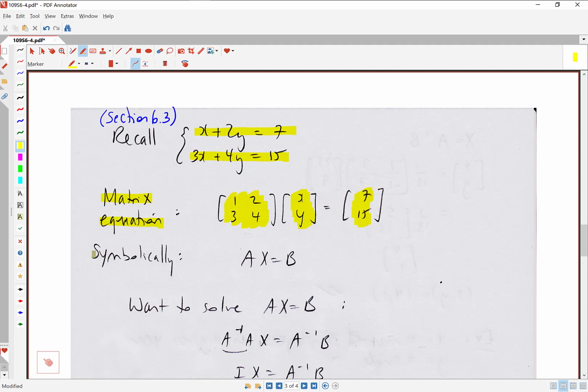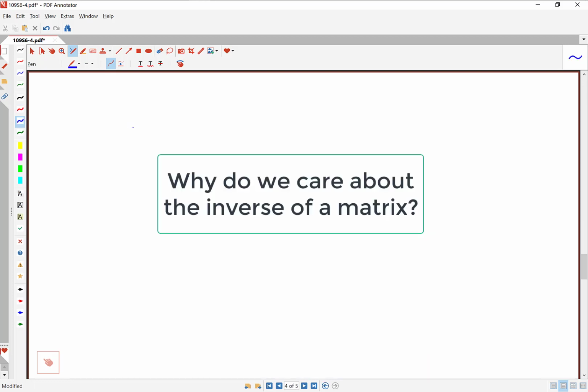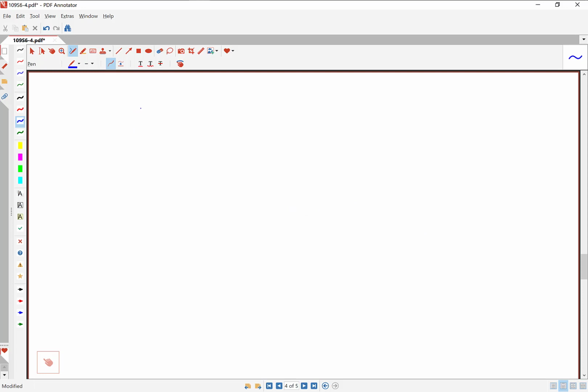If we wanted to write that symbolically, where we don't really care about the specific numbers, but we just want to talk about the system as a whole, the way we wrote that in section 6.3 was just AX equal B. So this equation AX equal B represents a system of equations. Now we can talk about why we care about the inverse of a matrix. Suppose we want to solve a system of equations. Rather than writing the system out the long way, I'm just going to write it the symbolic way, AX equal B. So suppose we want to solve that.